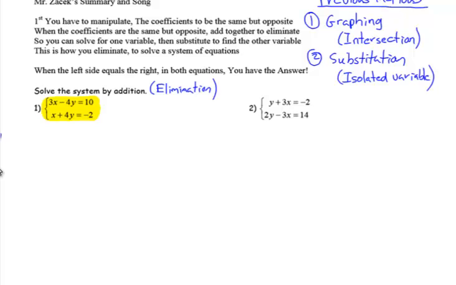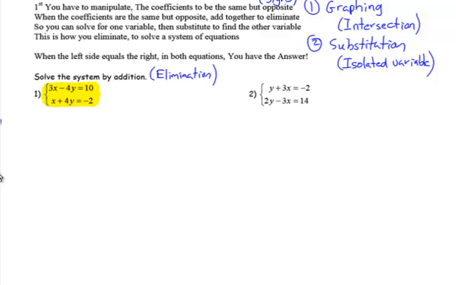First, you have to manipulate the coefficients to be the same but opposite. Now remember, the word opposite refers to signs. So if one is positive, the other has to be negative. So we're looking for opposite coefficients. As I look at this first question, I look at my x's, and I've got coefficients of 3 and 1. In my y values, I've got -4 and 4, and they're lined up over each other. So first you have to manipulate the coefficients to be the same but opposite. Pause. We're there.